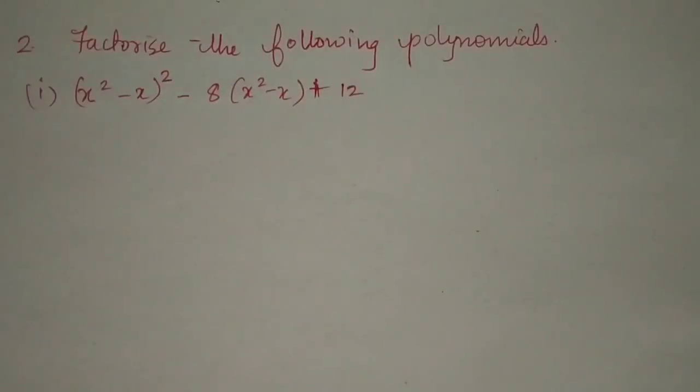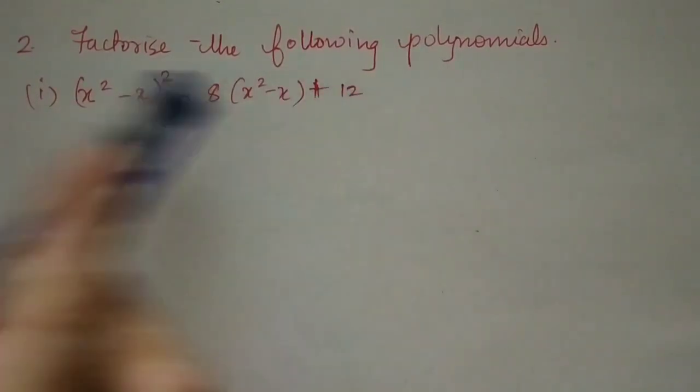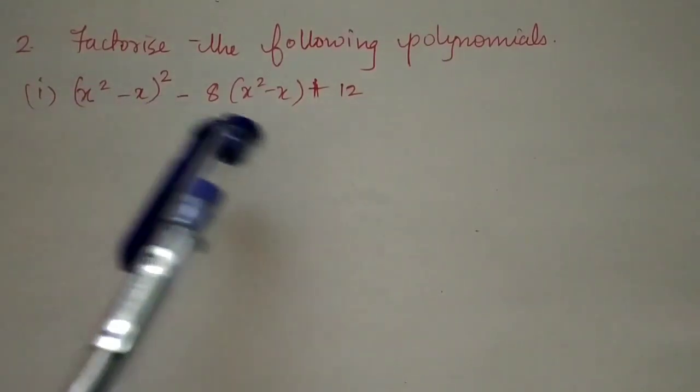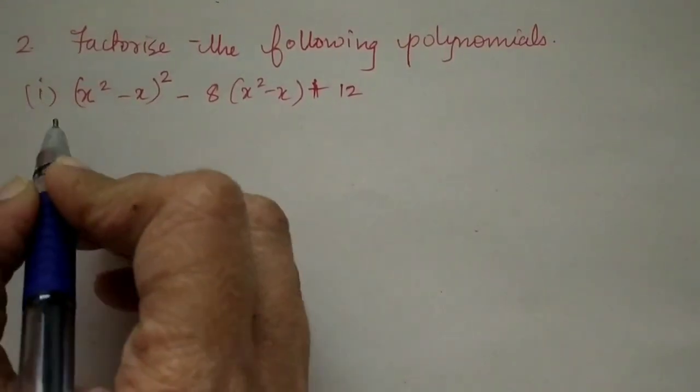Now these are a little bit difficult kind of sums. If you see (x square minus x) the whole square, minus 8 in bracket, and plus 12. You don't have a normal equation here, right? So we'll try to convert this into a normal equation. How? Can you see something common in the two terms here? X square minus x. Can you see inside the bracket? This is same, right? So what do you do? We substitute a letter for it.